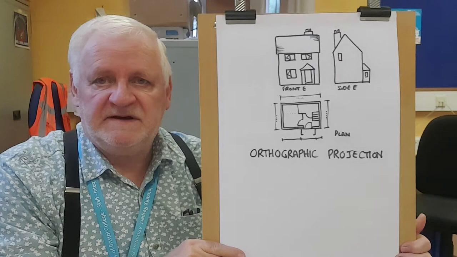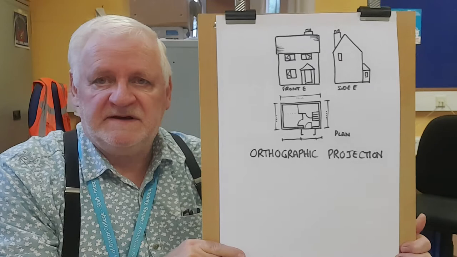Okay, so these are all the different sizes that are used for all the different types of plans. Now, when a plan is drawn, there are different ways of drawing a plan. And I've actually drawn some on a piece of paper so that you can see the different styles. And the first one I did is this one. There we are. Now, this one is called orthographic projection.